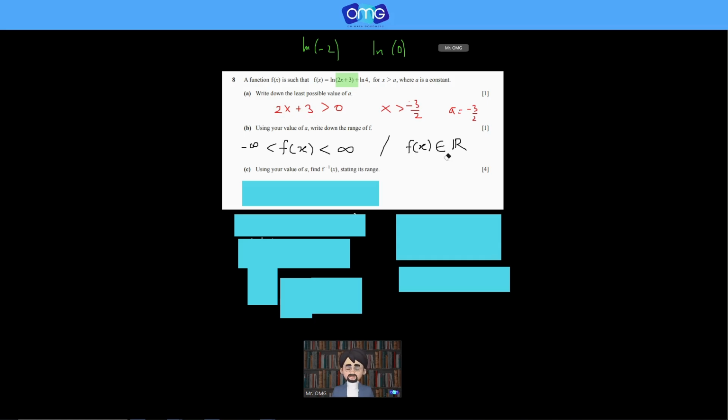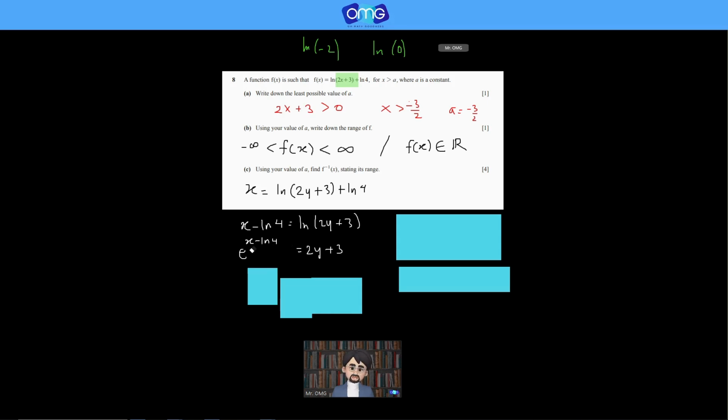And using this value of a, find the value of f inverse x and state its range. To find f inverse x, we need to switch x with y. So this is y equals ln(2x plus 3) plus ln 4. We substitute, and we get x minus ln 4 equals ln(2y plus 3), and we move the ln, becoming e to the power of x minus ln 4 equals 2y plus 3. This is actually e to the power of x over 4, because that's the rules in the calculator. Minus 3, divided by 2, and that's the value of y.